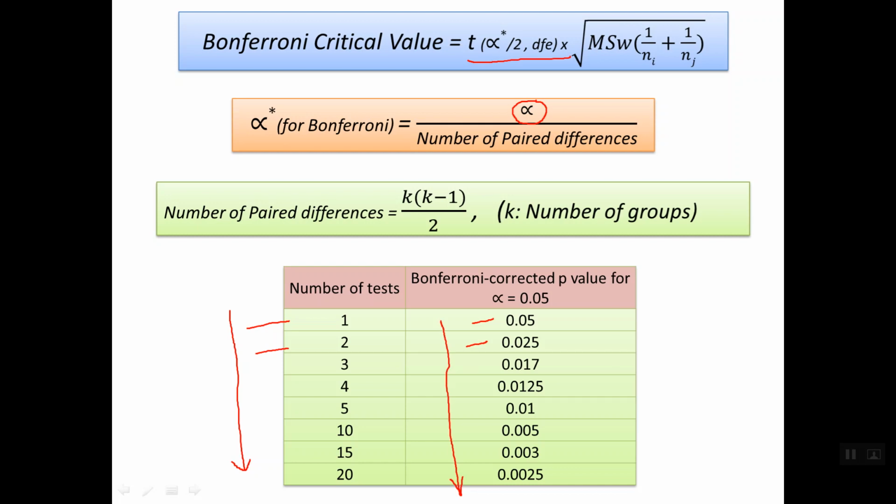And as you know, as the value of the probability becomes less, the value of t becomes greater. So as the value of t becomes greater, the Bonferroni critical value will increase, which means that this test can be considered conservative in the case of an increase in the number of tests.